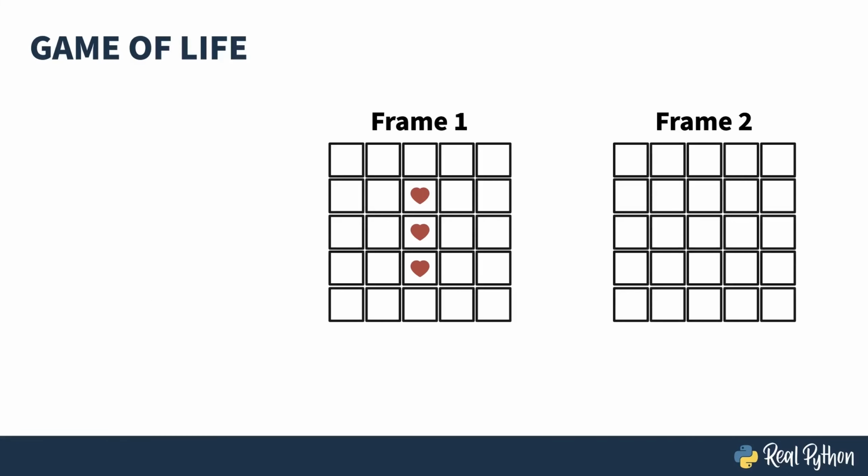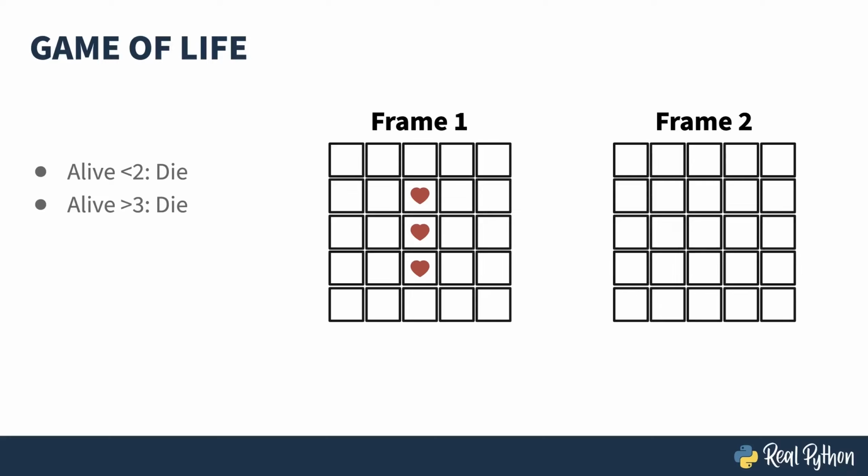Let's walk through the set of rules. Each of these gets applied to the current state or frame to determine the next state. For any given cell, if it is alive and less than two of its neighbors are alive, it dies. This is sometimes called the underpopulation rule.